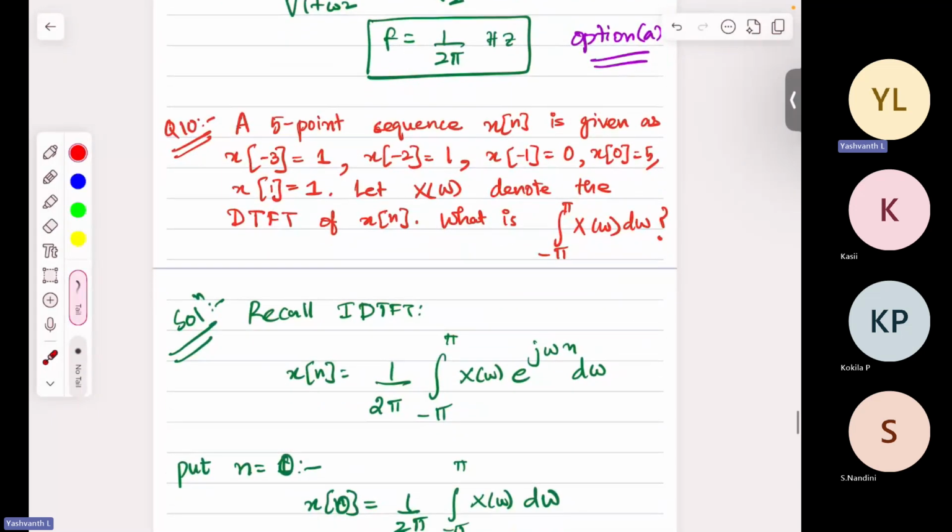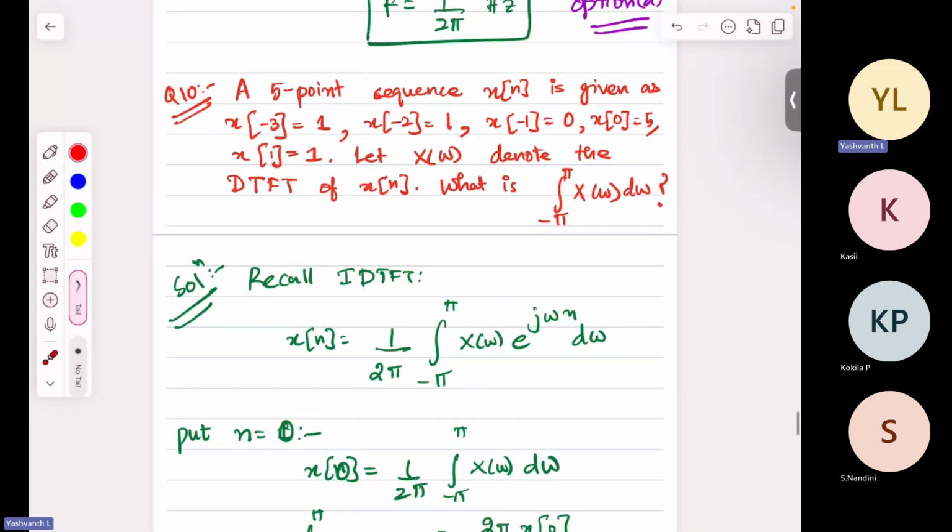Interesting question, and yet another interesting question. The question is as follows. A 5-point sequence x of n. So x of n is just 5 points, given as x of minus 3 is 1, x of minus 2 is 1, x of minus 1 is 0, x of 0 is 5, and x of 1 is 1. So these are the 5 values of the signal.